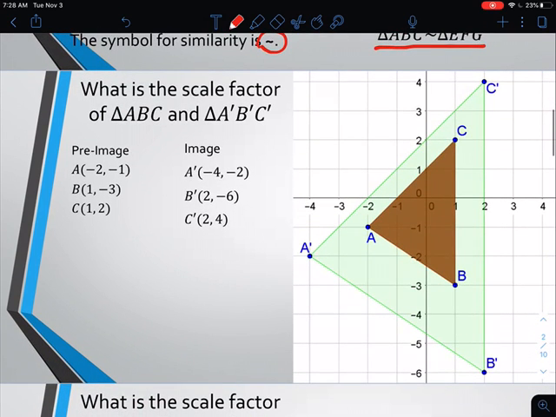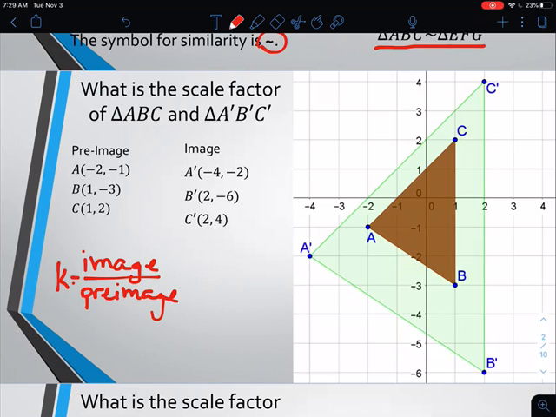Now, as far as calculating scale factor, we talked about that in the last section. So for scale factor, remember we take the image value and divide it by the pre-image. Now this can be any value. It can be a length of a side, it can be a coordinate, anything that has to do with a numeric value for the figure. So if we're looking for the scale factor of triangle ABC and triangle A prime, B prime, C prime, A prime, B prime, C prime is the image, ABC is the pre-image.